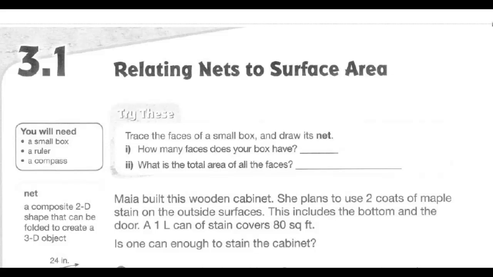It's the same concepts basically. So it says, if we take a look at try these, it says trace the faces of a small box and draw its net. So kind of hard to do this on a video like this. You could take a box like a Kleenex box or something like that and just put it on a piece of paper and flip the sides and draw out the rectangles that are on it.